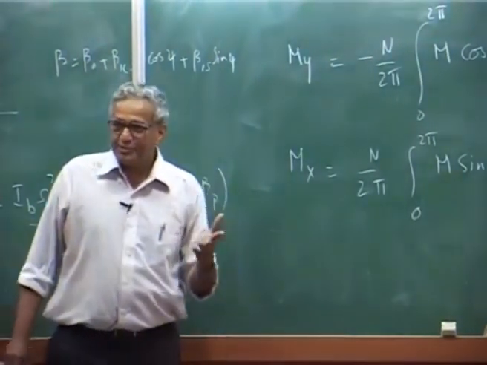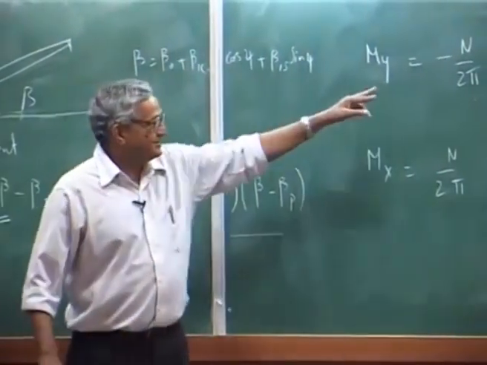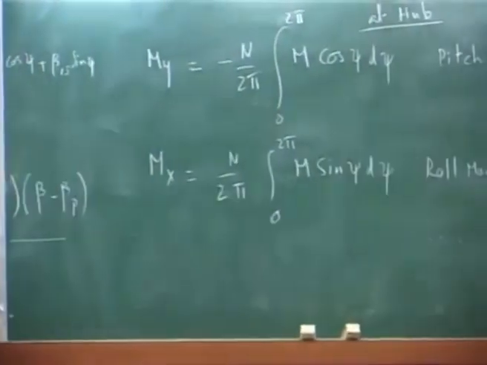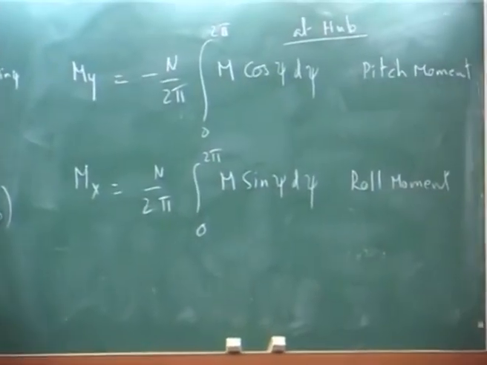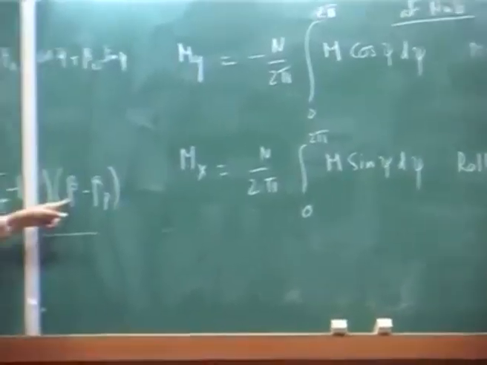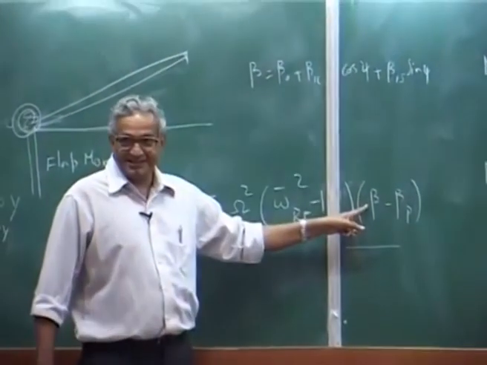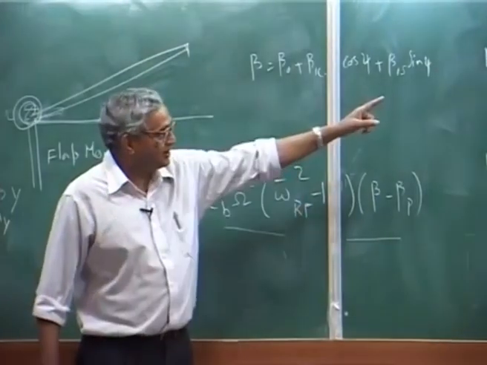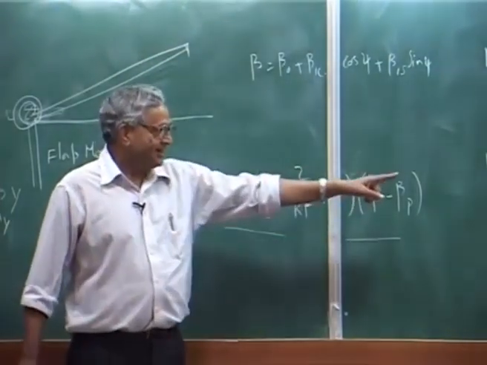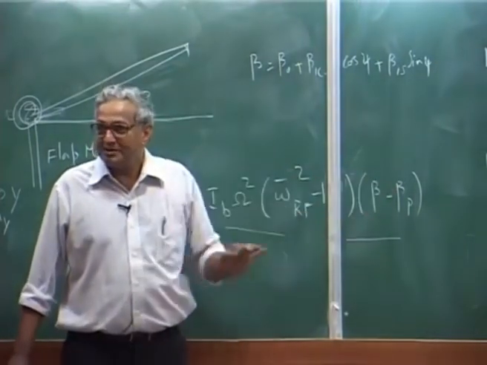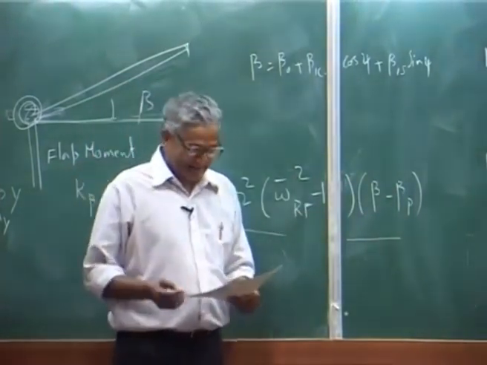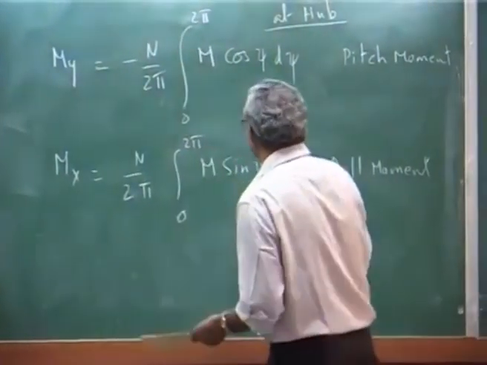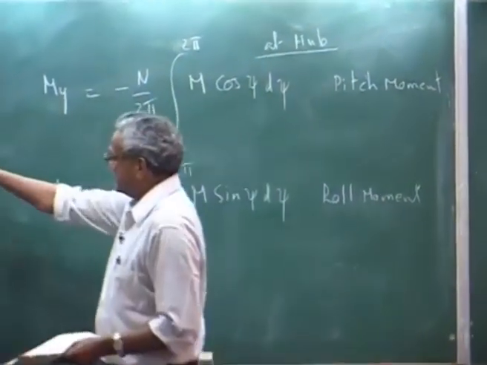What you will have is only beta 1c. You are substituting for beta this expression, and you will find only beta 1c will remain for the pitch moment, and for the roll moment only beta 1s. That expression I will write here, because now you non-dimensionalize it.